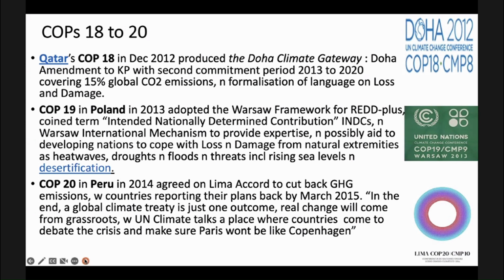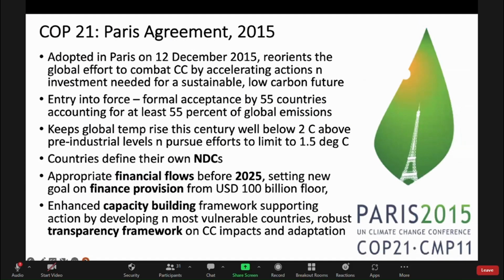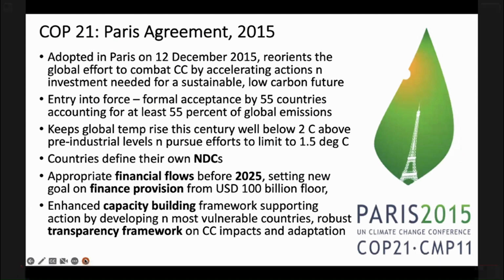We come to Paris. So this was a bold landmark agreement. It could have been passed 4 years ago in Copenhagen, but it got pushed forward to Paris. And I must say the French negotiated hard and strong, and they helped pull people together.